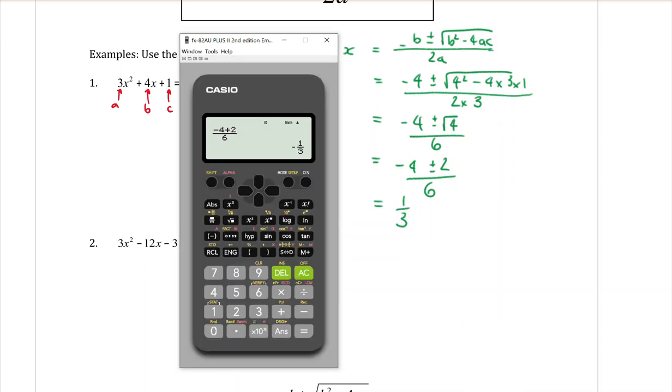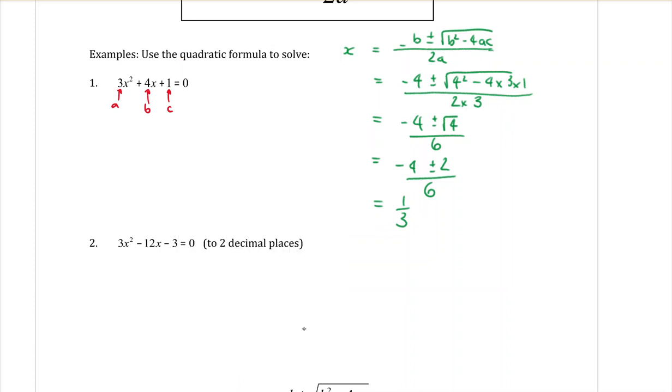The second time, it's the same fraction, but I want to do minus 4, changing that to a minus 2 over 6, which equals negative 1. Okay, so they are the two solutions for x. No factorising, no completing the square, just using the quadratic formula.